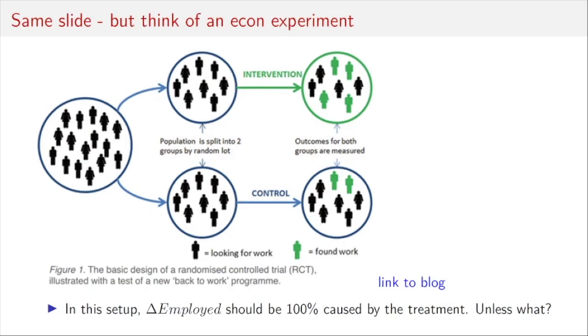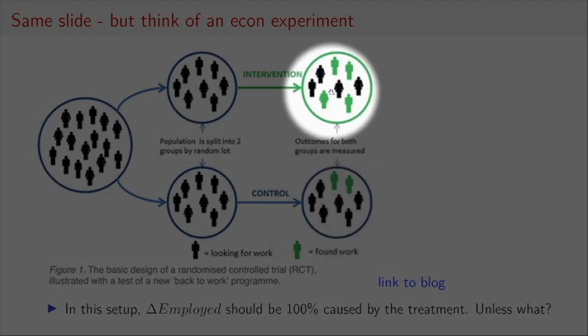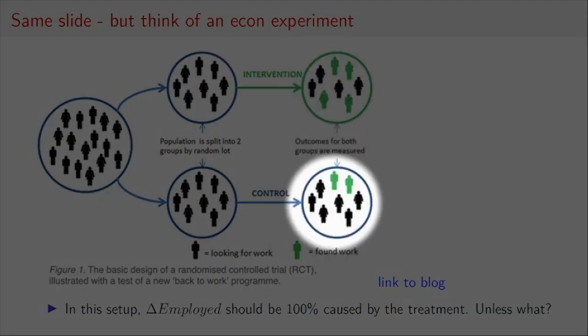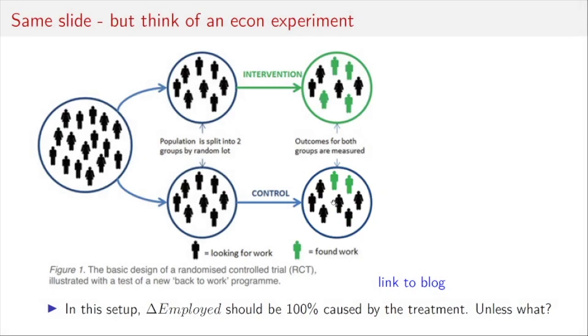Now you can take that exact same slide and think about it as an economics experiment. Instead of imagining this as a drug treatment, let us think about this as a back-to-work program. We have the exact same setup. If the back-to-work program was properly randomized in its allocation, then the difference in employed people in the intervention group and in the control group can be thought of as having been caused 100% by that treatment.